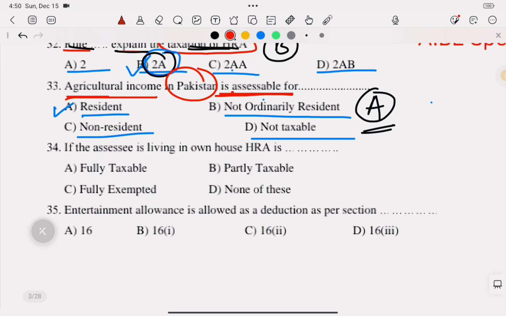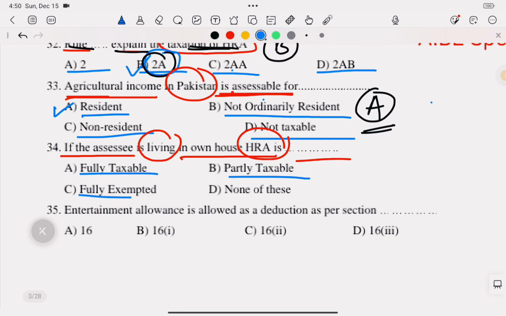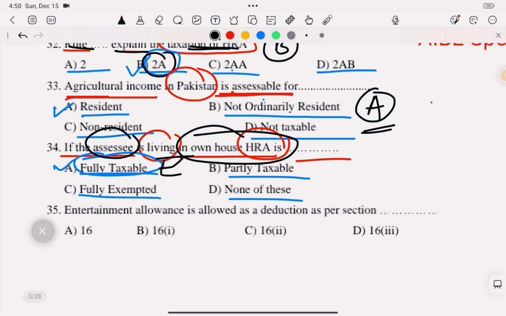So the next question is, if the assessee is living in own house, HRA is what of the options? Let's see the options. Options are fully taxable, partly taxable, fully exempted, and none of the above. So in this case the correct option would be option A, that means fully taxable. That means if the assessee is living in own house, HRA is fully taxable. Okay, so now moving to next question.